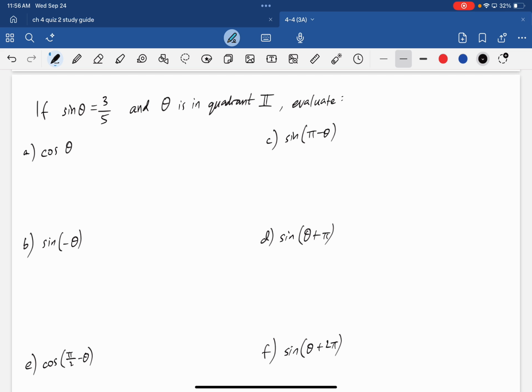All right, who has cosine theta? -4. Good. How do we get that? I'll do the work in maybe blue. Okay, guys, question 1, part A. Cosine theta, you're going to want to find that using the Pythagorean identity.